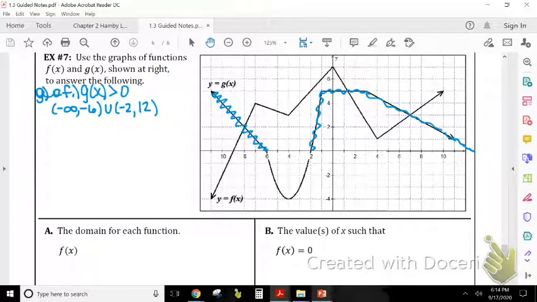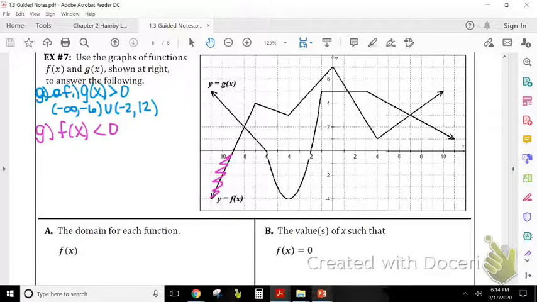All right, so let's see, we're on G. I want to know where f of x is less than 0. So that means I'm going to use my f graph, and I want to find where it's below the x-axis. So my f graph, and where it's below the x-axis, down here. So it's at negative infinity to -9. And, well, it doesn't go below it any further, does it? So that would be it.